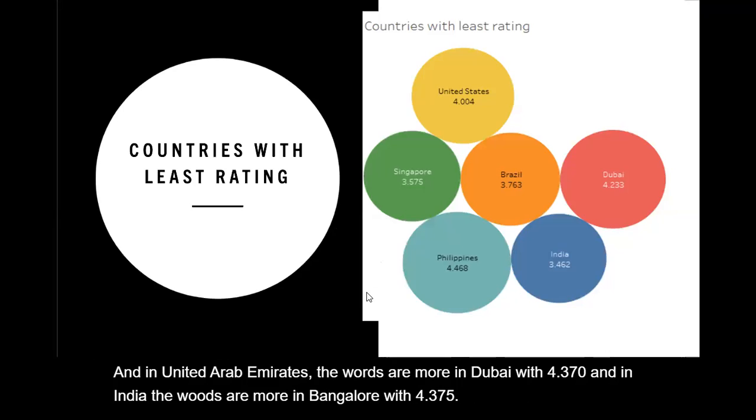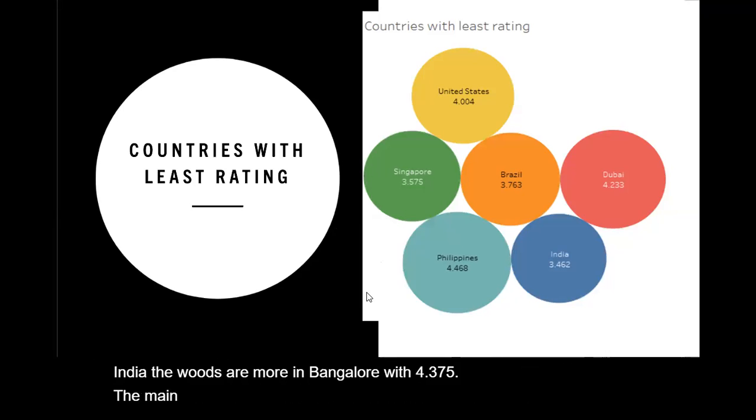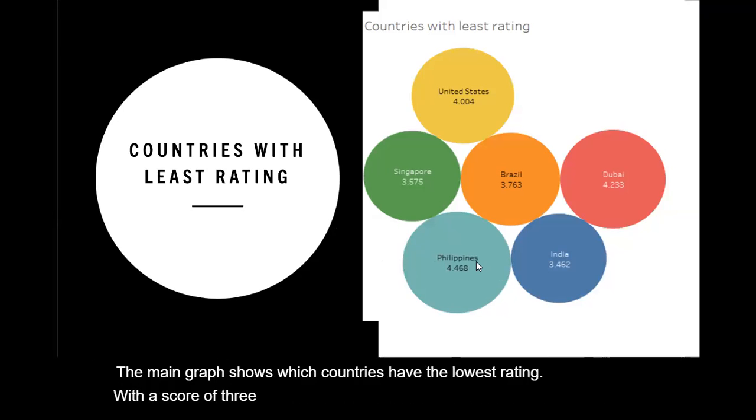The main graph shows which countries have the lowest rating. With a score of 3.462, India got the lowest rating. Philippines has the highest grade with 4.468.